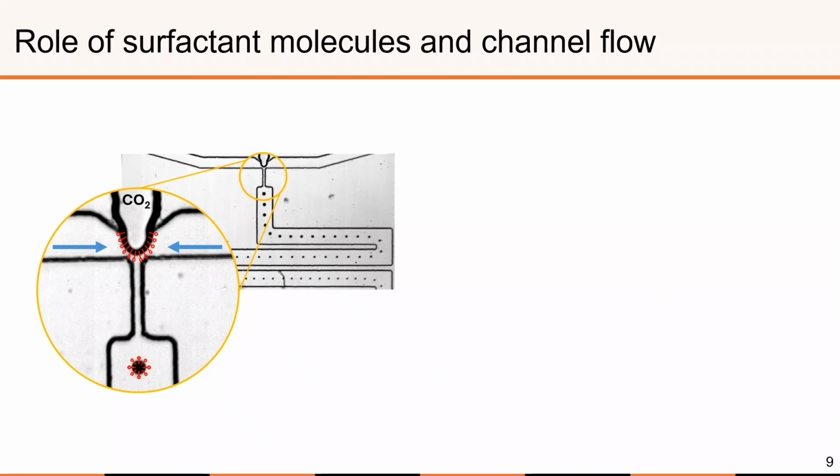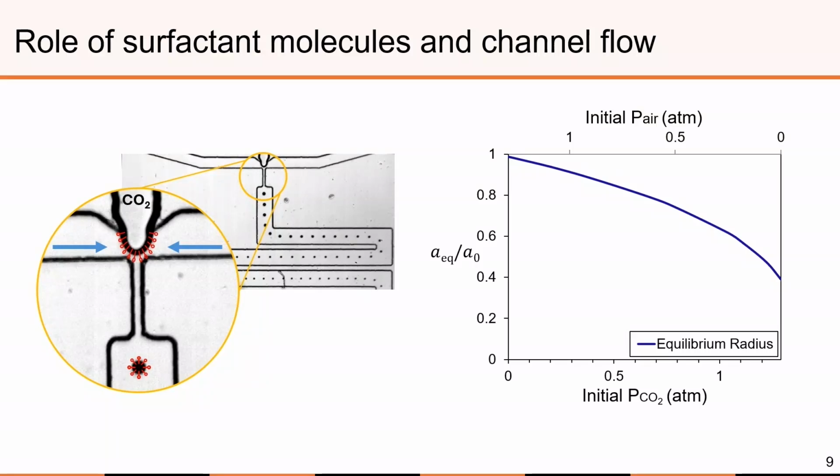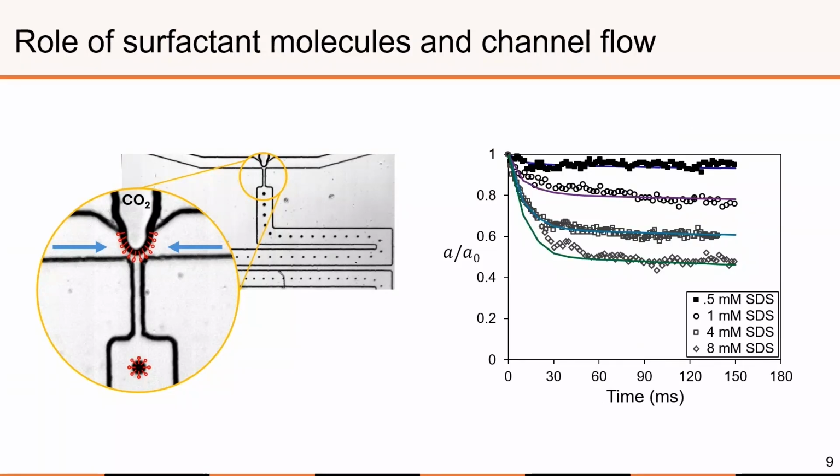We thought that this could change the initial composition of the bubble depending on how many surfactant molecules are present at the interface. So, at higher SDS concentration, a thicker diffusion barrier is present and the generated bubble has less air inside. As you can see in this graph, if the bubble starts as a pure CO2 bubble, its equilibrium radius is smaller. Using this idea, we were able to predict the concentration dependence of the equilibrium radii, as you can see from the fitted graph.